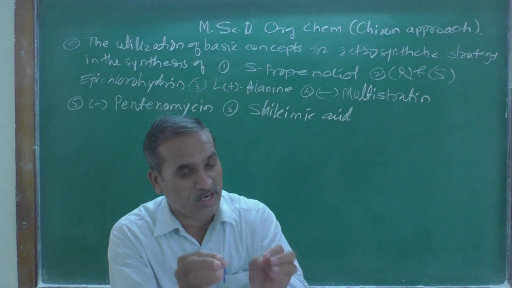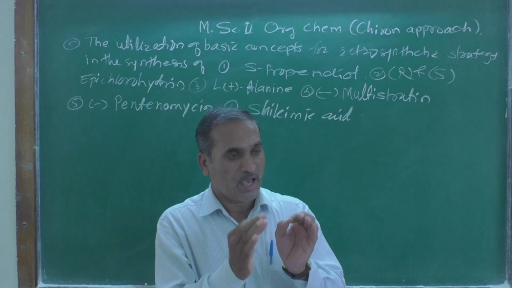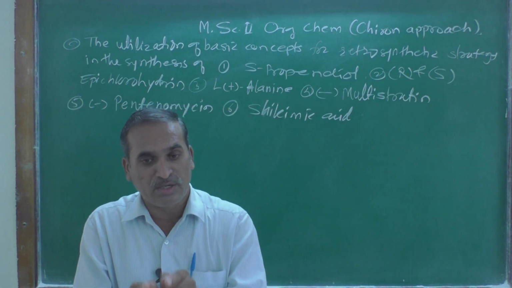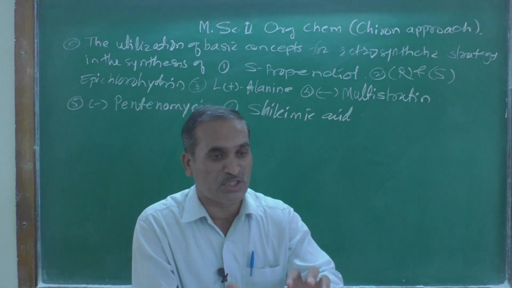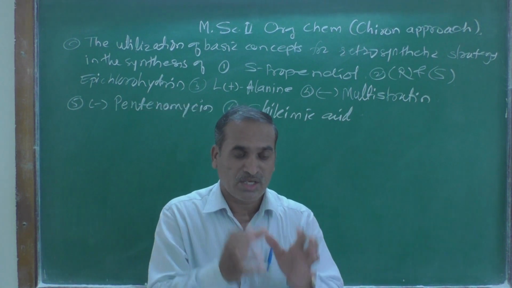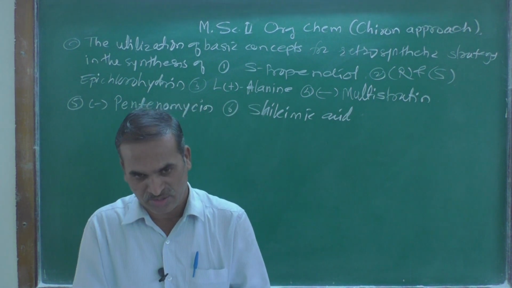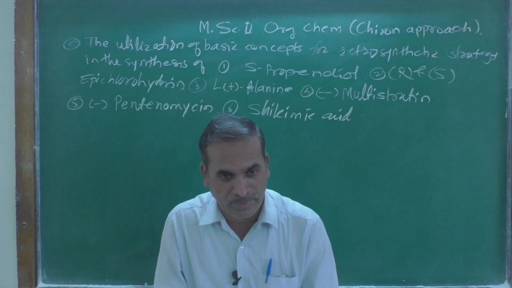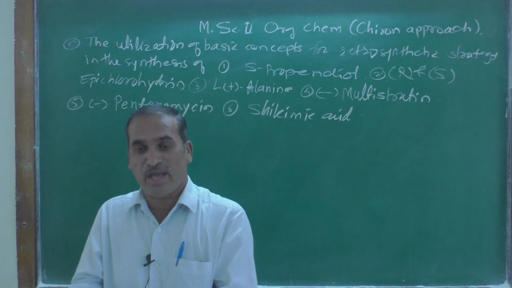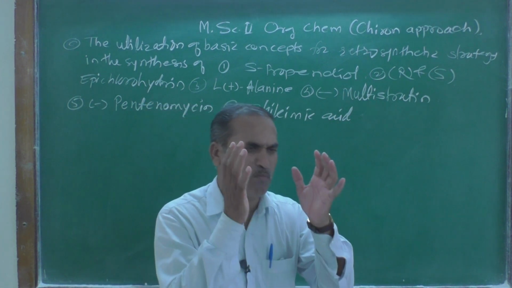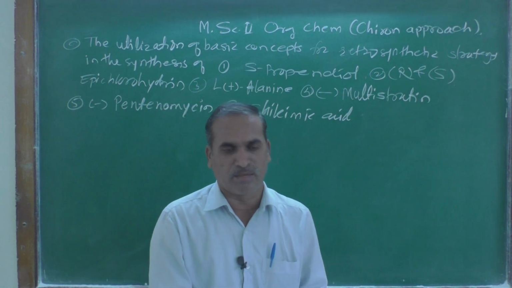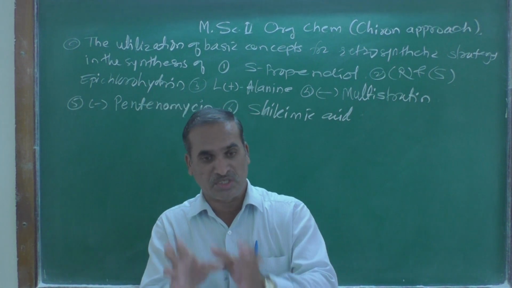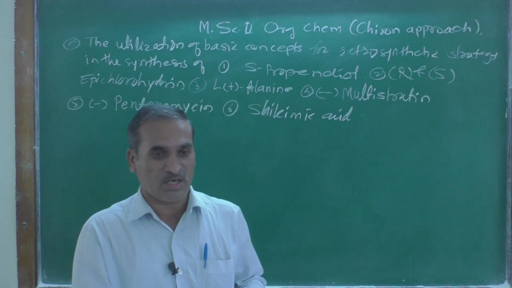Disconnection is an analytical operation. Disconnection is an analytical operation which breaks a bond and converts a molecule into a possible starting material. Remember, disconnection means an analytical operation which breaks a bond and converts a molecule into a possible starting material. Starting material means the template or the precursor here. That is known as a disconnection, and it is an analytical operation.